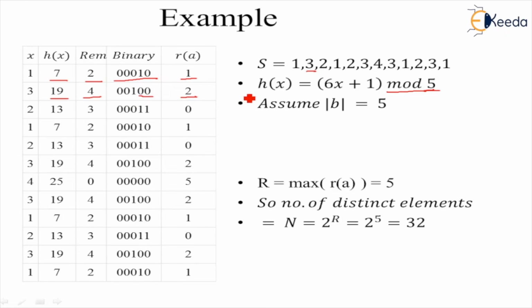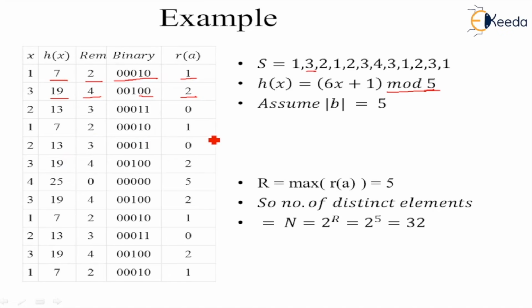Similarly, for 2, for 1, we calculate all those hash values. We use the mod function to get the remainder. We write the equivalent binary number and then we write the number of trailing zeros.